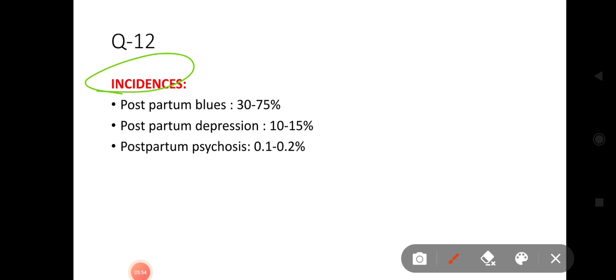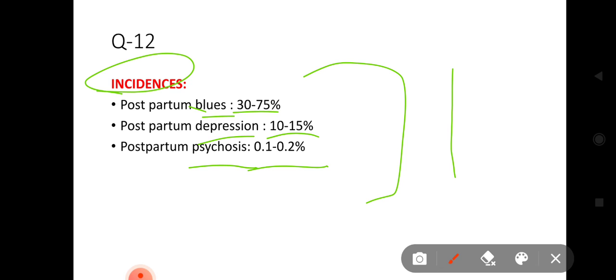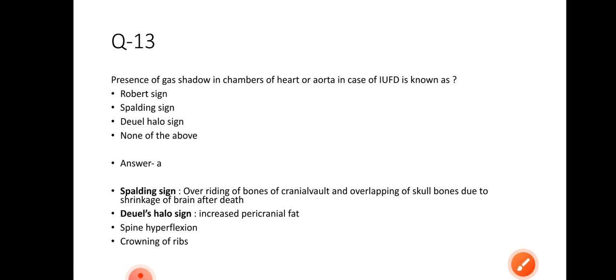Remember some incidences: postpartum blues 30 to 75% cases, postpartum depression 10 to 15% cases, postpartum psychosis 0.1 to 0.2% cases. So as the intensity goes from top to bottom, the intensity increases, and the percentage of incidence decreases. So blues 30 to 75, depression 10 to 15, and psychosis 0.1 to 0.2%.